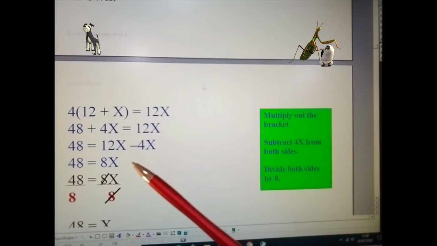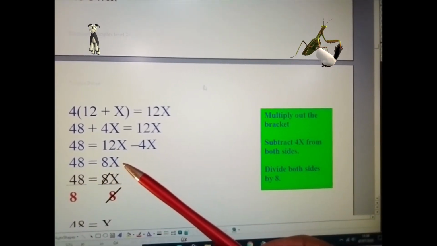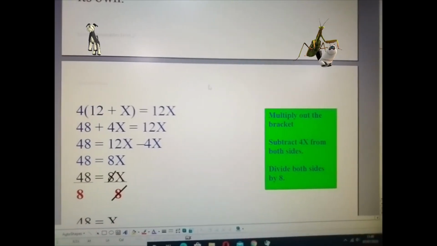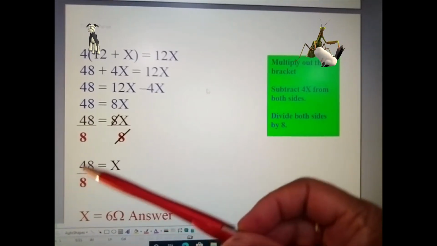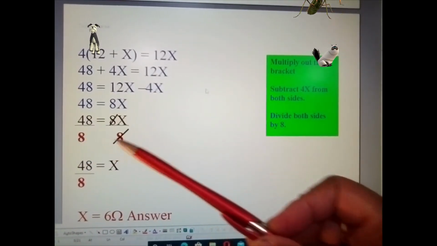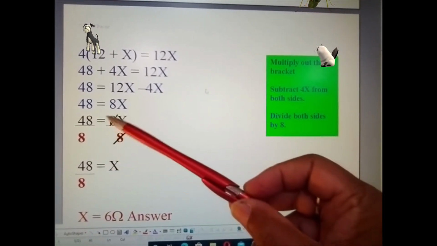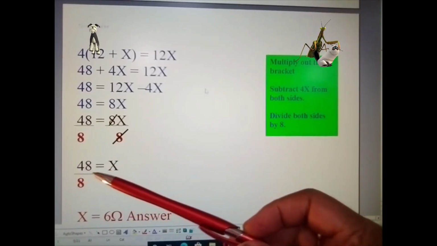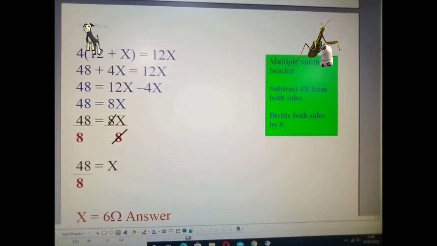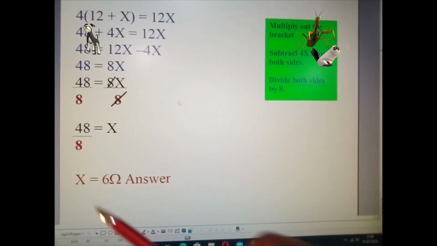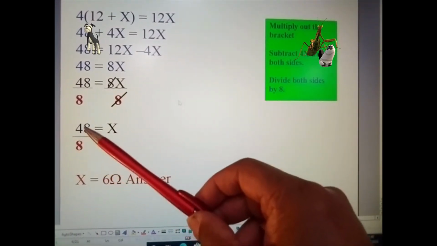Okay, that leaves me 48 equals 8x. Now I divide both sides by 8, and you see 8 has cancelled out here, leaving me x equals 48 over 8, and therefore x equals 6 ohms, because 6 times 8 is 48.